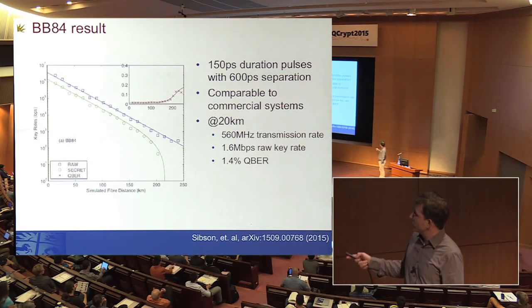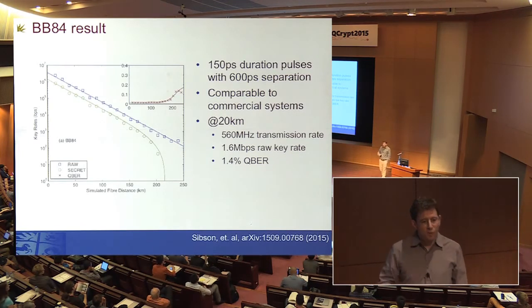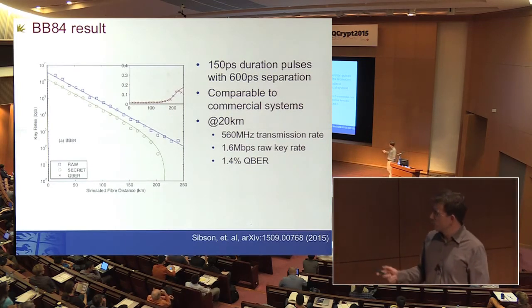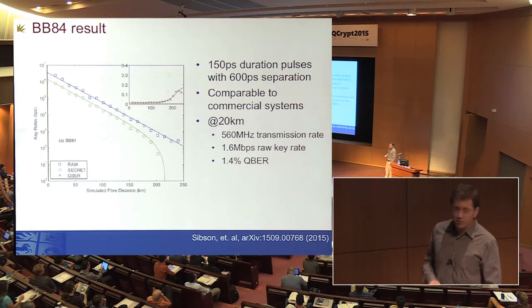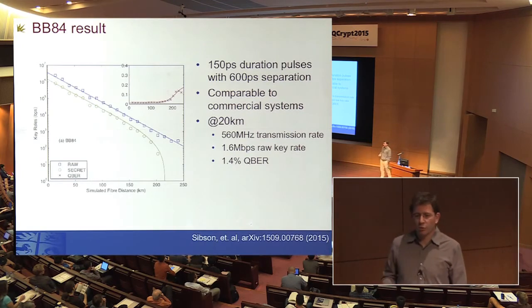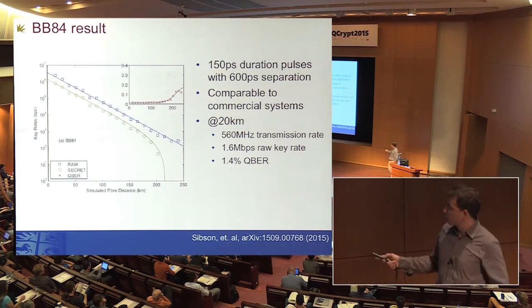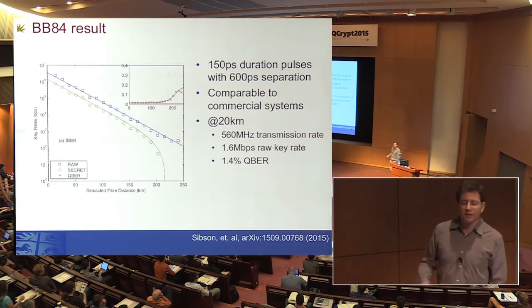In this case, we're simulating the length of the system by inducing a loss, rather than propagating it through fiber. But we don't believe that the dispersion within the fiber will cause too much of a problem for this system. We're operating at around 500 megahertz clock rates. We're getting 1.6 megabit per second key generation rates with quantum bit error rates of around 1.4% for a 20 kilometer simulated link here. So these are actual experimental numbers where we simulate the distance through adding attenuation into the system.